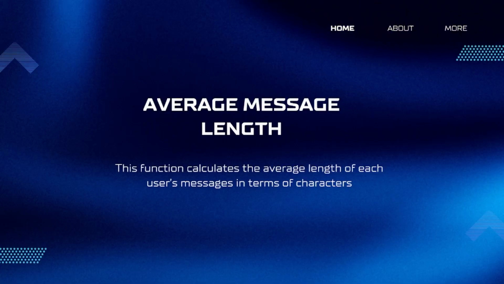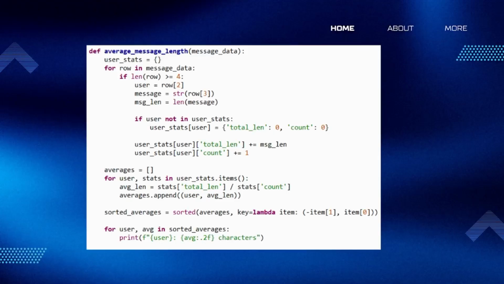Then the last function is the average message length. This function calculates the average length of each user's messages in terms of characters. How this function works is very simple. First, it creates a dictionary to store the total characters using the len function. And the second step is to simply find the average. And then the data is sorted in descending order and then outputted.